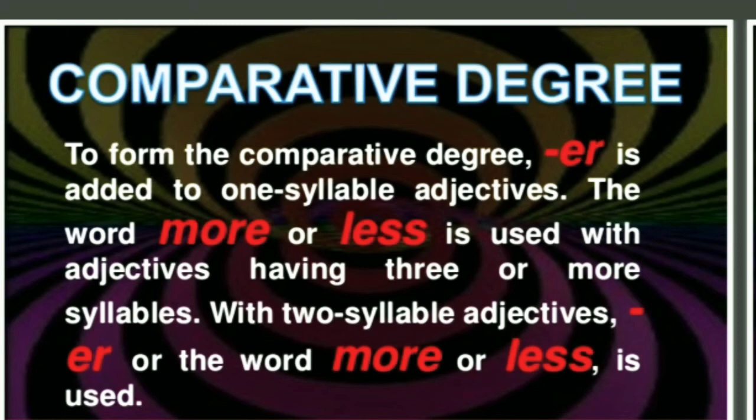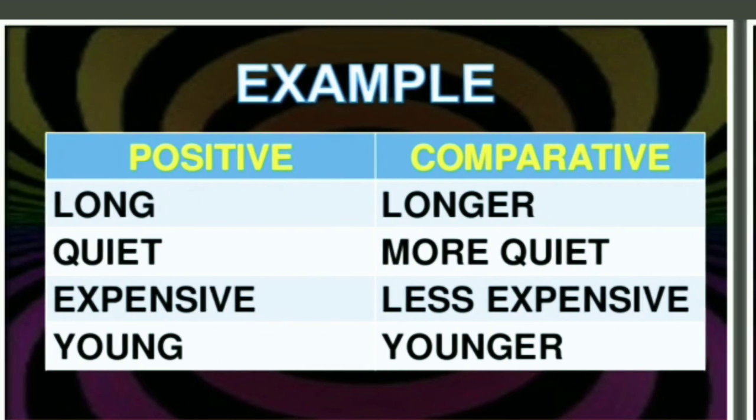Any word that has one syllable, we add er to it. And any word that has two or more syllables, we use more or less. Okay, students. Now what is a syllable? A syllable is when you divide a word, a vowel should come. Are you understanding? Long cannot be divided, so it is only one syllable.